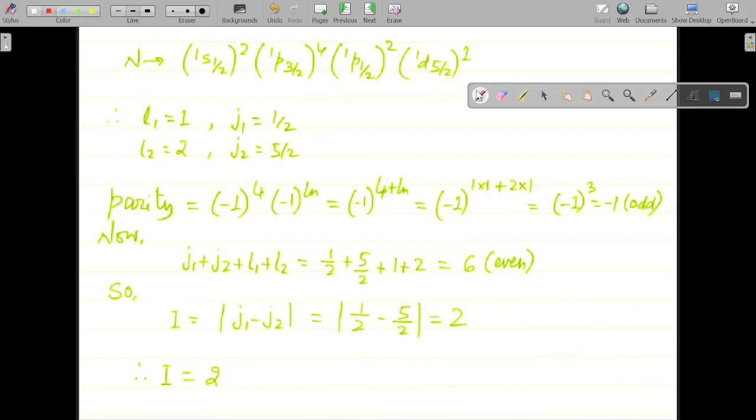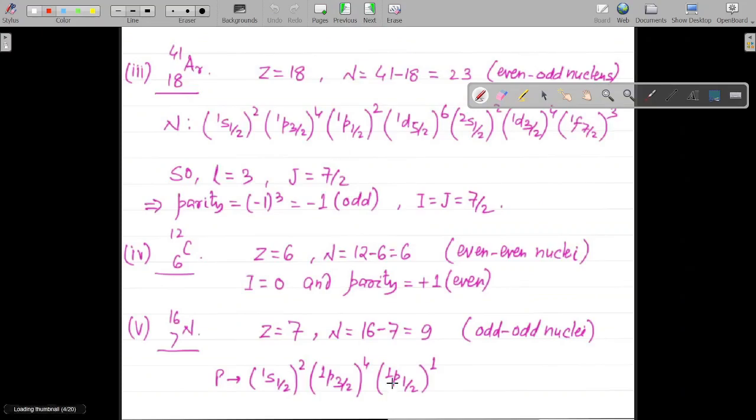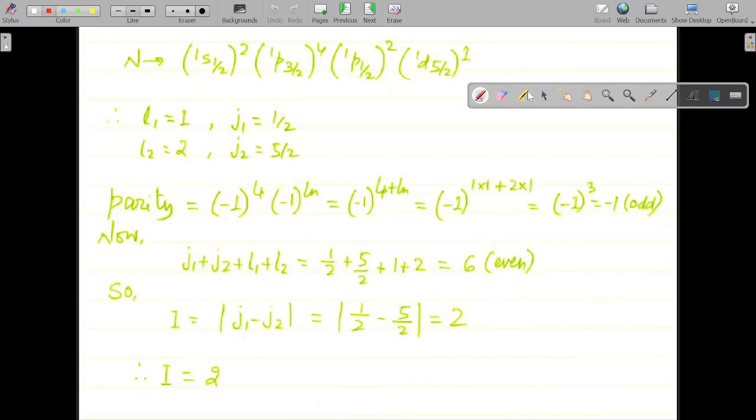Now parity, how is it given? It is given with respect to L. Why was L2 2? Because it was a D symbol. Okay, this was for neutron, right? This was for neutron, so it was a D symbol. That's why L2 was 2, and L1 was 1 because it was a P symbol. That's why L1 was 1. So you can see L1 equal to 1, J1 equal to 1 by 2, L2 equal to 2, J2 equal to 5 by 2.